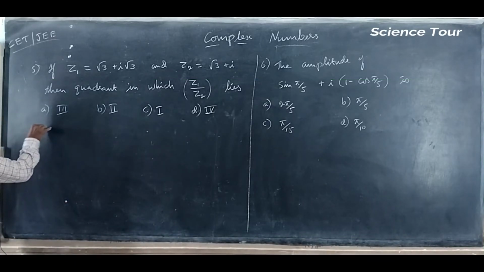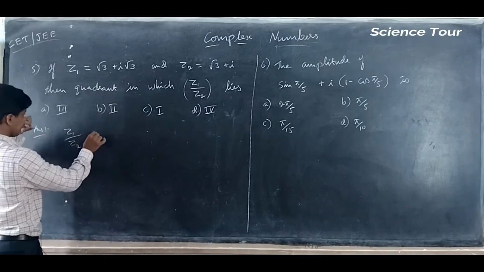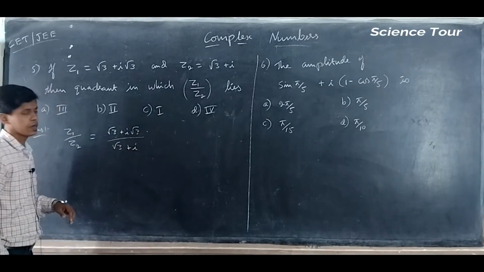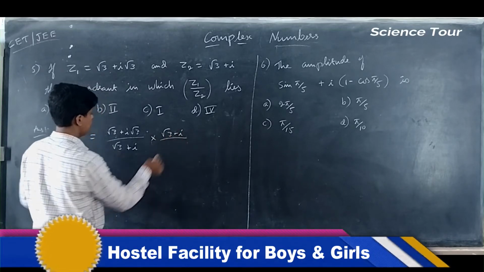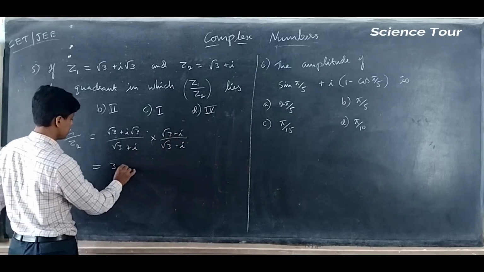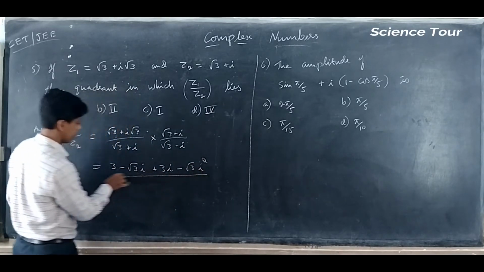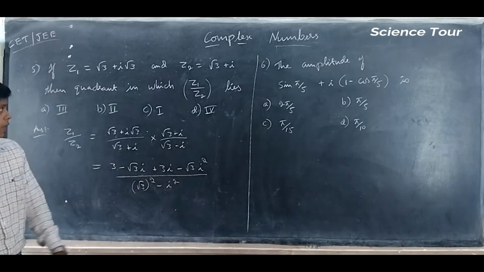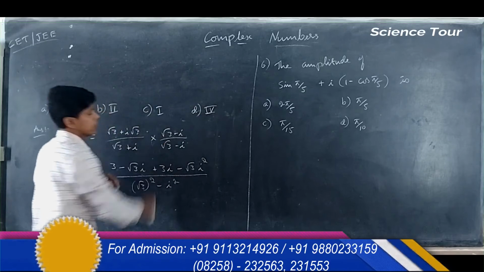Let's see. First of all, we just have to find z1 by z2, so that will decide its quadrant. So this is root 3 plus i root 3 divided by root 3 plus i, right? You just have to multiply and divide by root 3 minus i, the conjugate of the denominator. Now let's multiply it. Root 3 into root 3 is 3, minus root 3 i, and then this is 3i, and root 3 i square, divided by this, a plus b into a minus b, obviously. So that is root 3 square minus i square. Let's continue here.